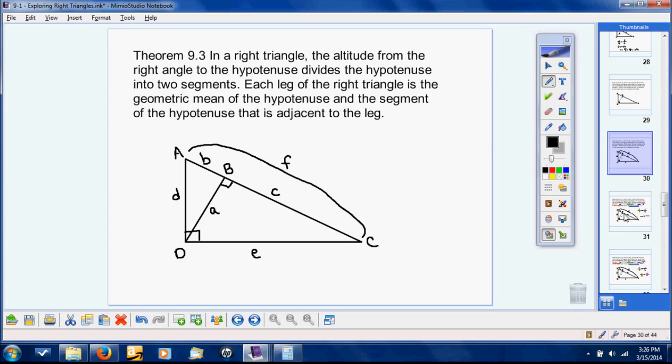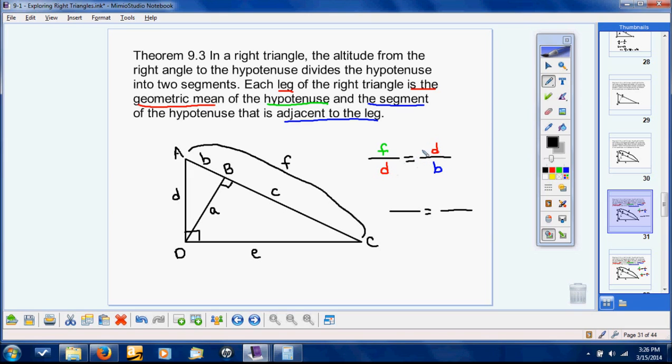Alright, let's dissect this a little bit. Each leg of the right triangle is a geometric mean. So here D is a leg of this big right triangle, so it's a geometric mean. That means that D and D go in the spots of this proportion that are the geometric mean places. It is the geometric mean of the hypotenuse, the whole length, and the segment adjacent to that leg. So B right here comes right up against D. That's how we choose F and B. So the leg is the geometric mean of F and B.